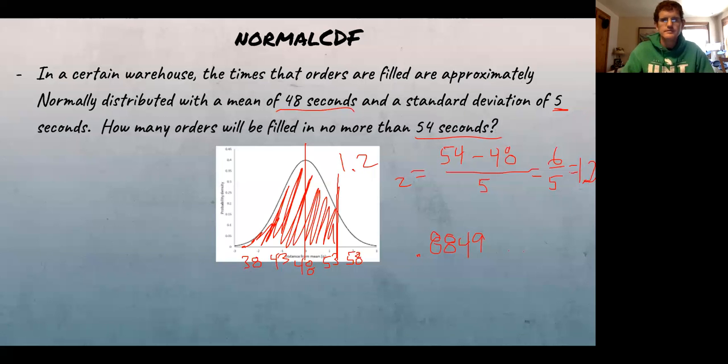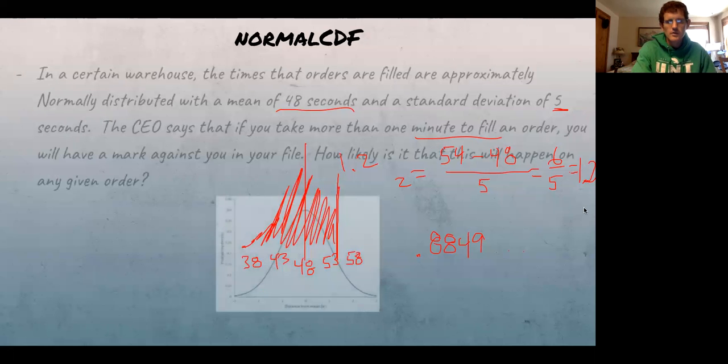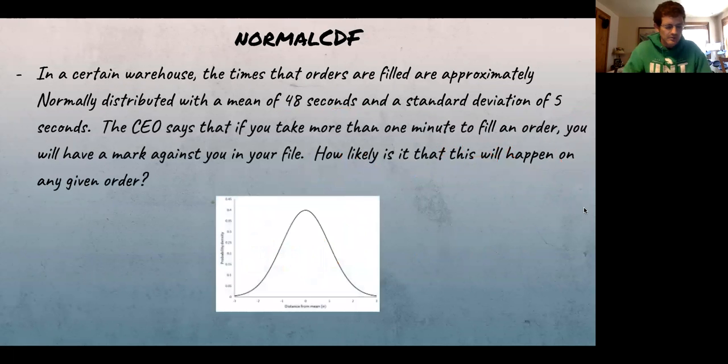That's good. Okay. So let's look at another problem. And I'm giving you all these different types of problems so you can see all the different types of analysis you might need to do. In a certain warehouse, I'm not going to read all of it, it's the same thing. A mean of 48 seconds, standard deviation of 5 seconds. The CEO says that if you take more than 1 minute to fill an order, you will have a mark against you in your file. How likely is it that this will happen on any given order?